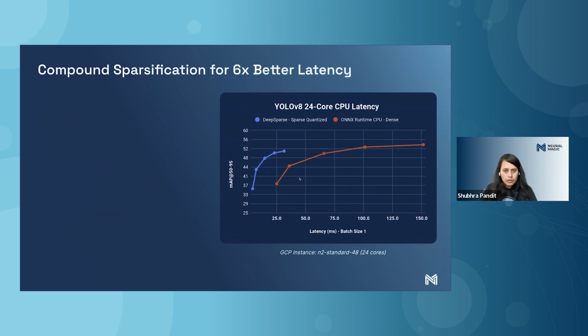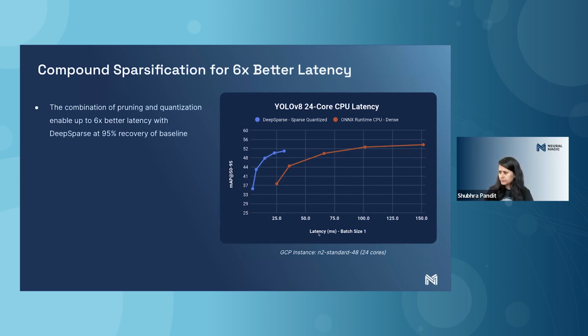So now let's go over some results. First, let's take a look at how our pruned and quantized models on the DeepSparse engine give up to a 6 times better latency, all with around 95% accuracy recovery from their corresponding baselines. So here we're really looking at latency compared with the accuracy, and smaller numbers are better.